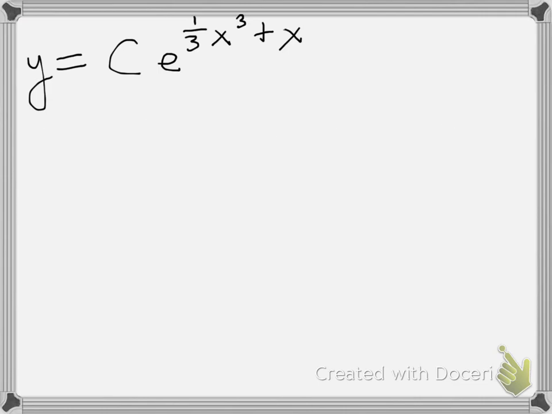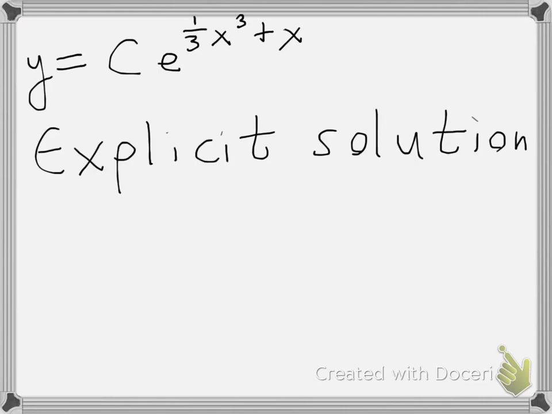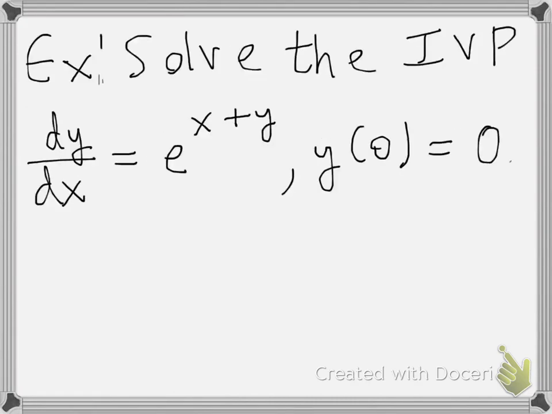So this would be the explicit solution. In this case, we're able to solve for y. Sometimes you might get an implicit solution to a differential equation and be unable to solve for the explicit solution, and that's just the way it is. So as a second example, let's look at an initial value problem.